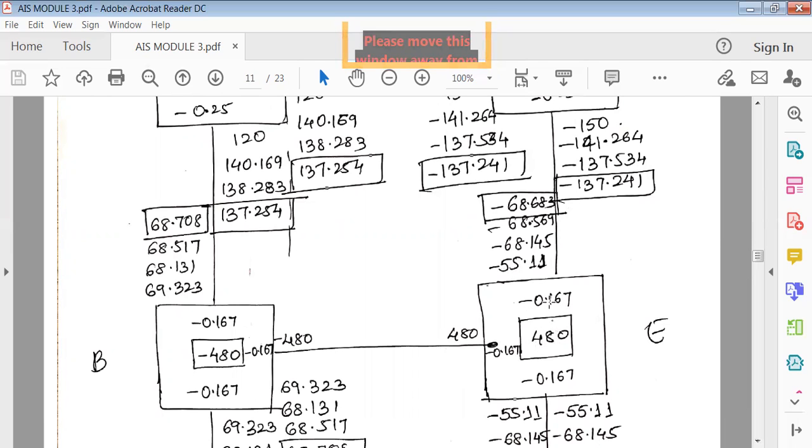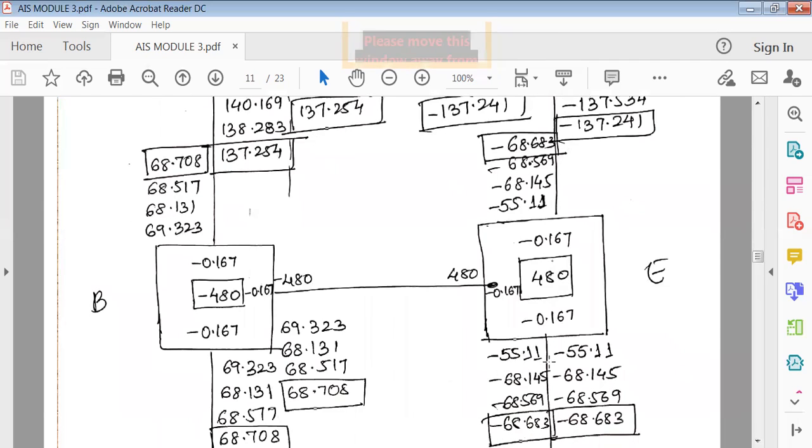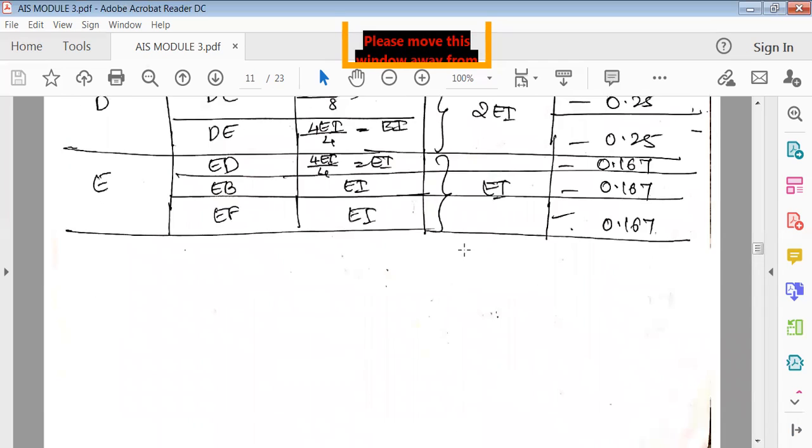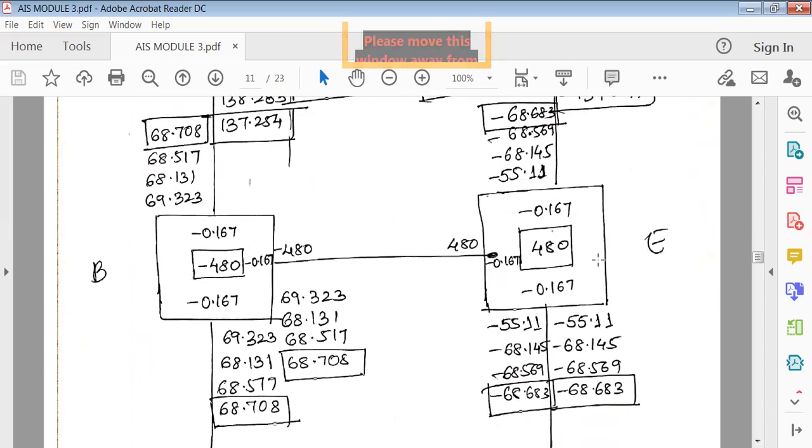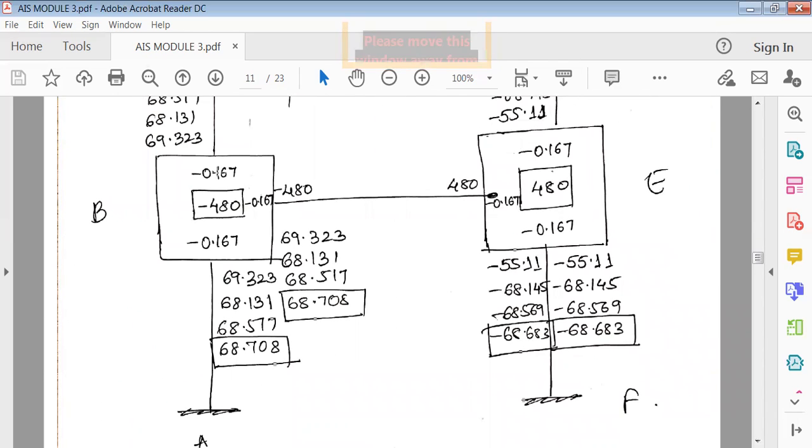Similarly, all are the same here. One moment I've written here above, minus 55.11. Next, to the left side of this, it is minus 55.11. That is to the left of E. Next, to the right of E is again minus 55.11. So this is one iteration, we have finished. All these rotations we have found out from this step. So we have to write this properly, and wherever it connects, you have to fill it in the box properly.